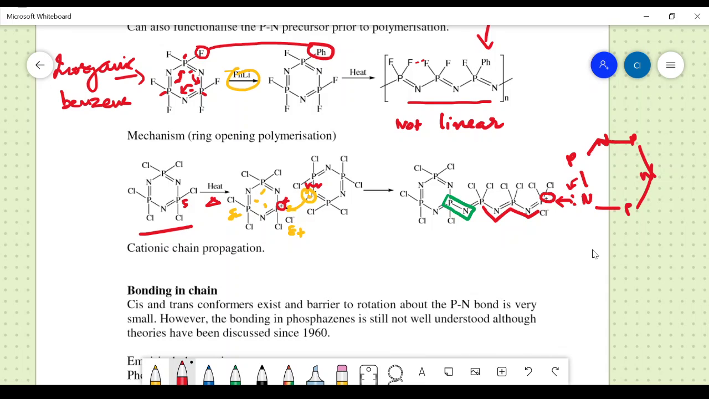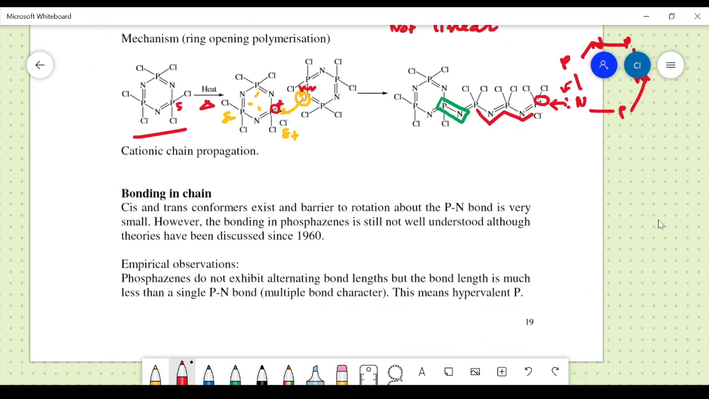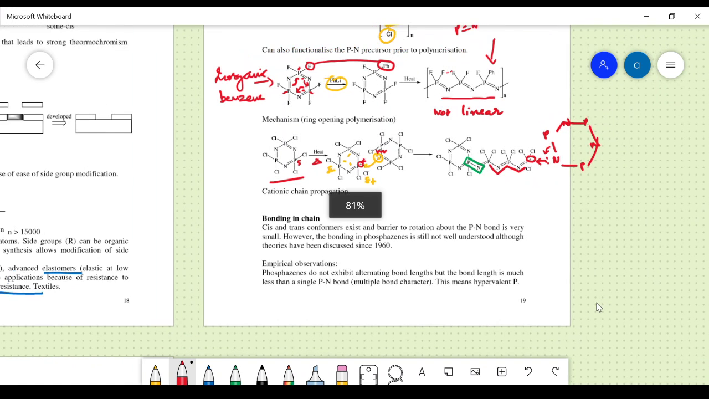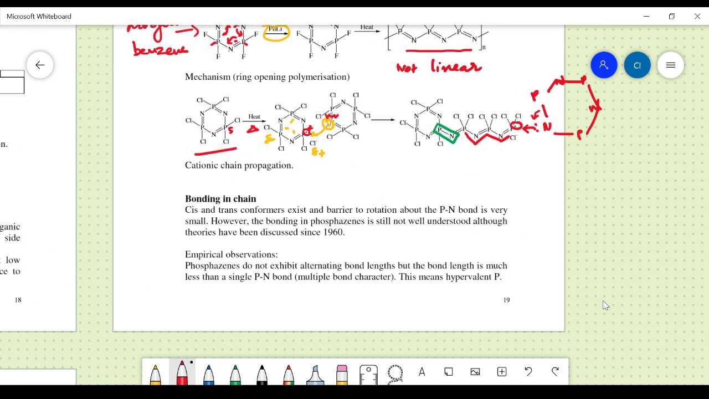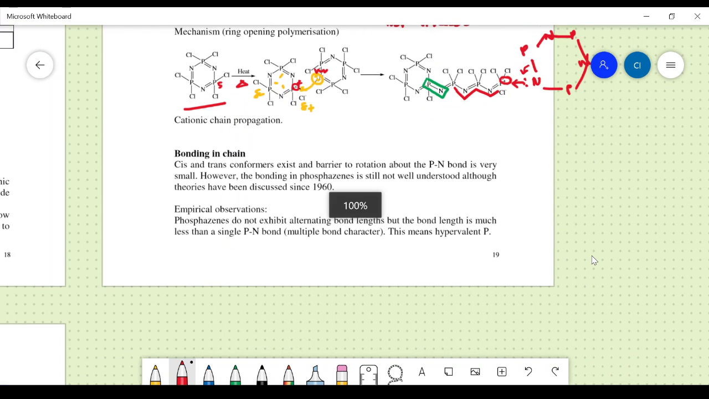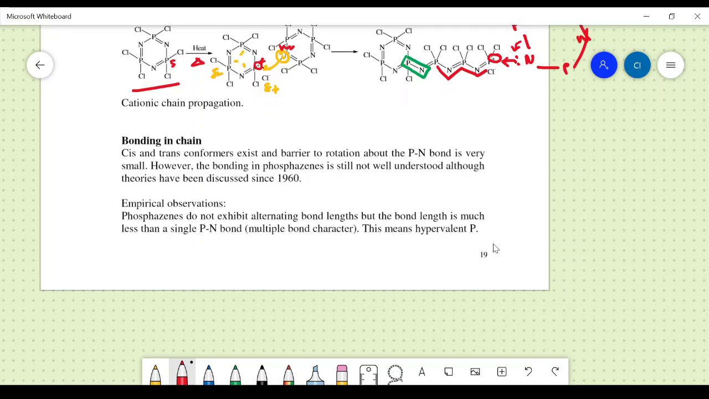The bonding in the chain can be explained by the cis and trans conformers. There exists a barrier to rotation. Barrier to rotation means it is stopping the conversion of cis to trans and trans to cis. In the cis and trans conformers, the PN bond is very small. However, the bonding in phosphazenes is still not well understood, though it has been described since the 1960s. But the empirical observation is phosphazenes do not exhibit alternating bond lengths, but the bond length is much less than a single bond. So it's an important aspect.